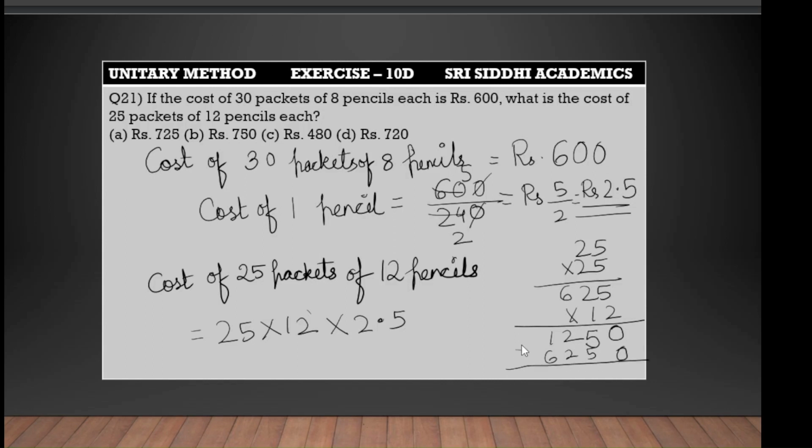I have to add all this up. 0 here, 5 plus 5 is 10, 1 got carried over. So 1 plus 2 is 3, 3 plus 2 is 5, and there is 6 plus 1, 7. So it will be rupees 750, and there is a decimal point here. So I have to consider this decimal point also. So it becomes rupees 750. So the answer is option B. Okay, for question number 21, the answer is option B.